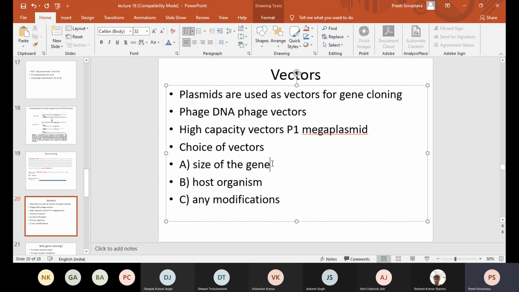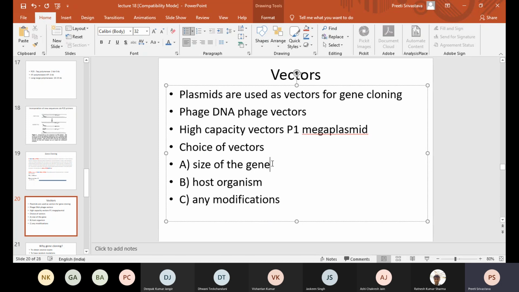The third point is any modifications. For example, if the gene that you have cloned transcribes and translates into a protein which requires some modifications, such as glycosylation, hydroxylation, methylation, phosphorylation, then a bacterial host is not a good host. In such cases, usually the choice of host is mammalian cells. You can also use Saccharomyces. In such cases, the choice of vectors is going to be different.